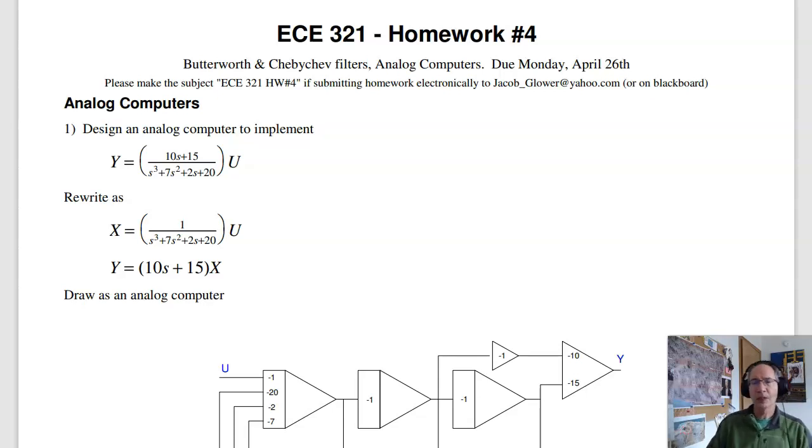Welcome to the solutions to homework set number 4 for ECE 321 Analog Electronics. The first problem looks at an analog computer. With analog computers, you can implement pretty much any differential equation. In this case, I want to implement a third-order differential equation.